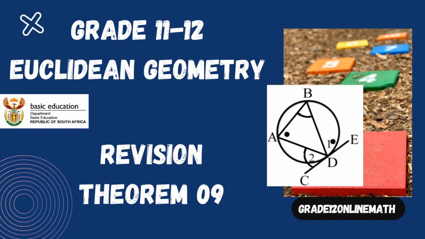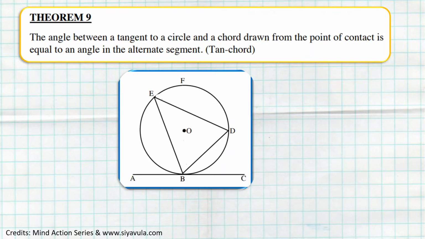It's our revision, and in this session, we'll be focusing on our last theorem, which is theorem number 9. Theorem number 9 states that the angle between a tangent to a circle and a chord is equal to the angle subtended by the two other chords. And we call this the tan-chord theorem. What does it imply?